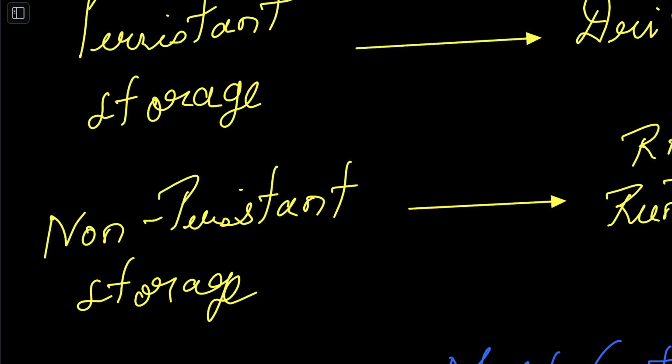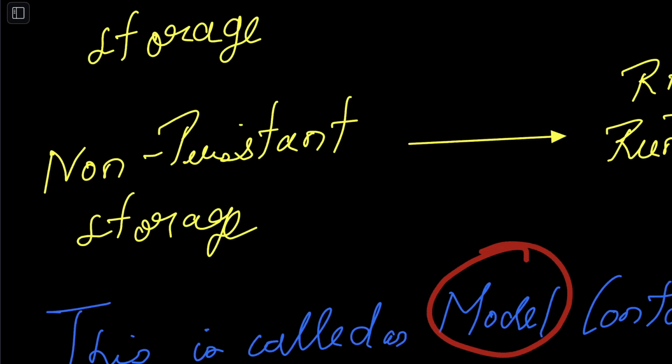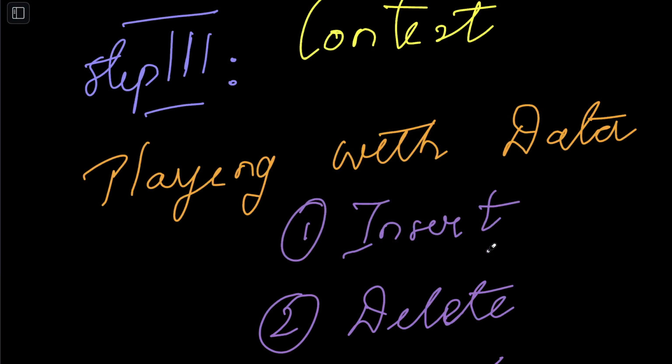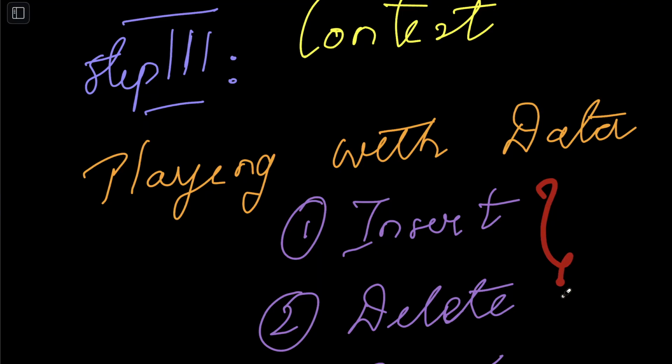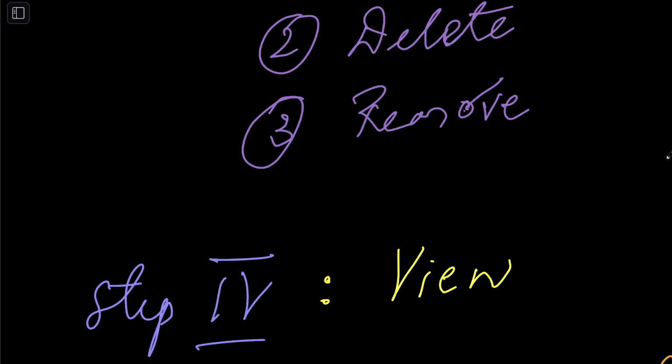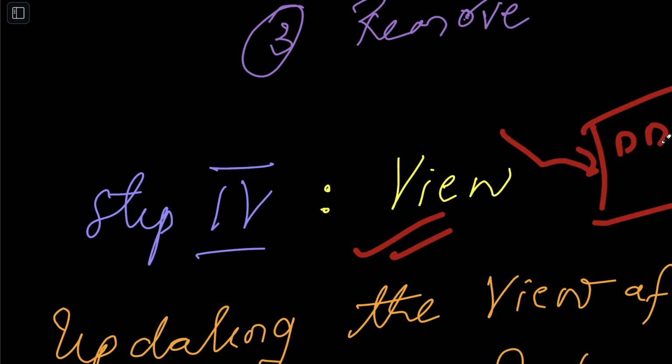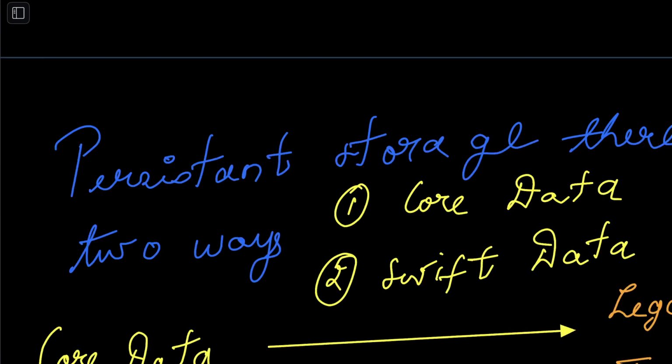So now this is nothing but how our model container is going to look. Now then is context, right? Context is like what operations are we going to perform, with which type of data, or with which view are we associating it. So the fourth and the last step is again updating the view, right? Based on the data you received, you want something to be updated over here, right?